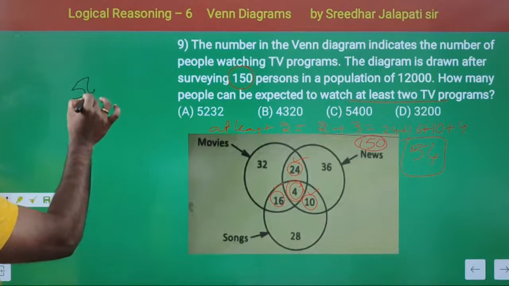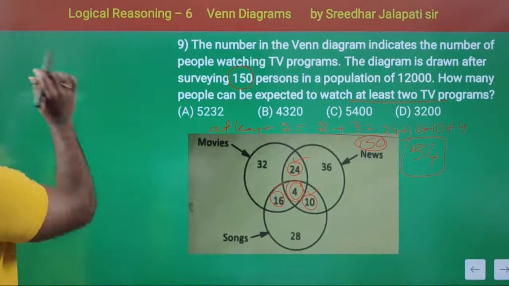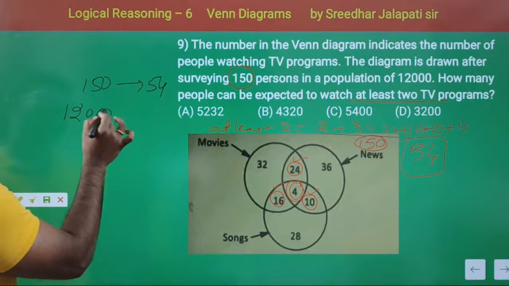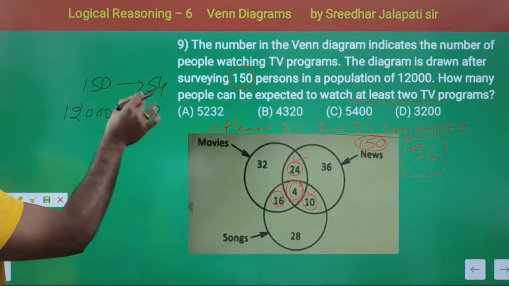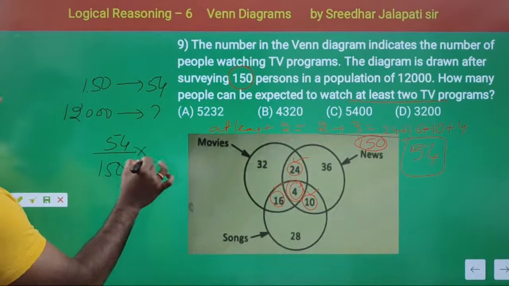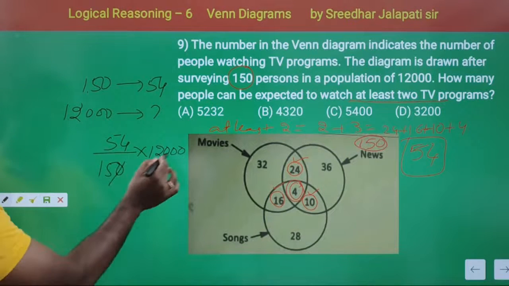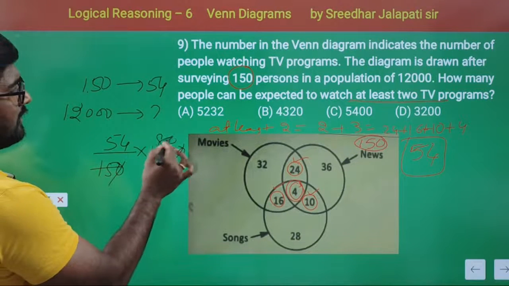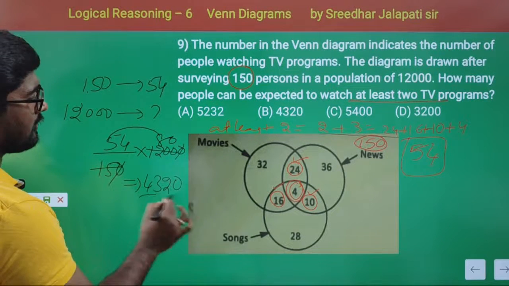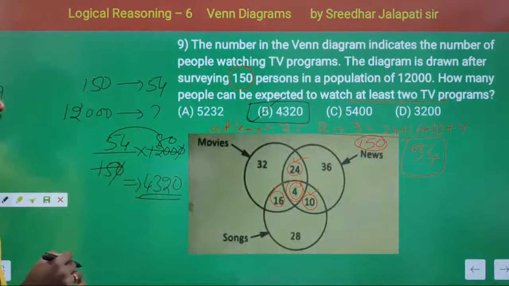So this is something like, out of 150, if 54 are watching, then out of 12,000, how many are expected to watch? In 150, 54 are watching. In 12,000, how much? So it should be 54 by 150 into 12,000. Right? So if I simplify this, 0, 0 get cancelled, 5 ones are 5, 15 8s are 120, so 54 into 80, 54 8s are 432 and 0. So 4,320, that is option B is the answer, 4,320.